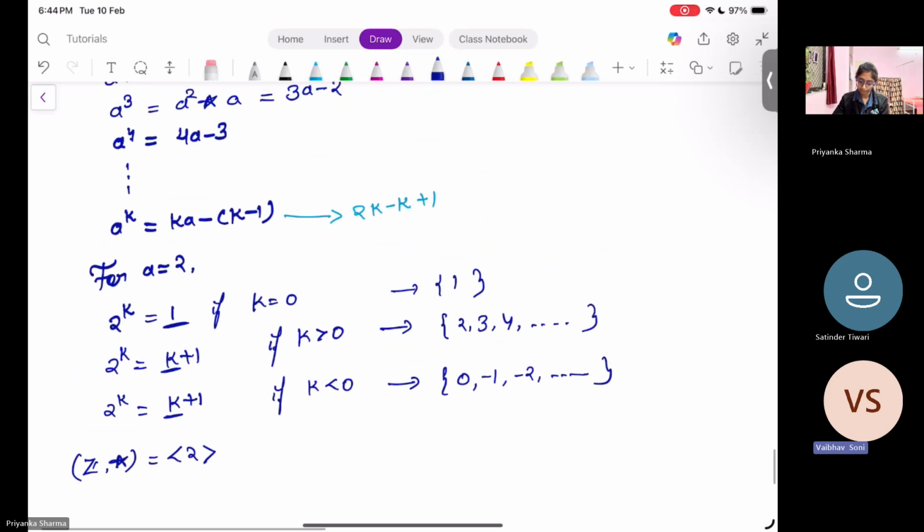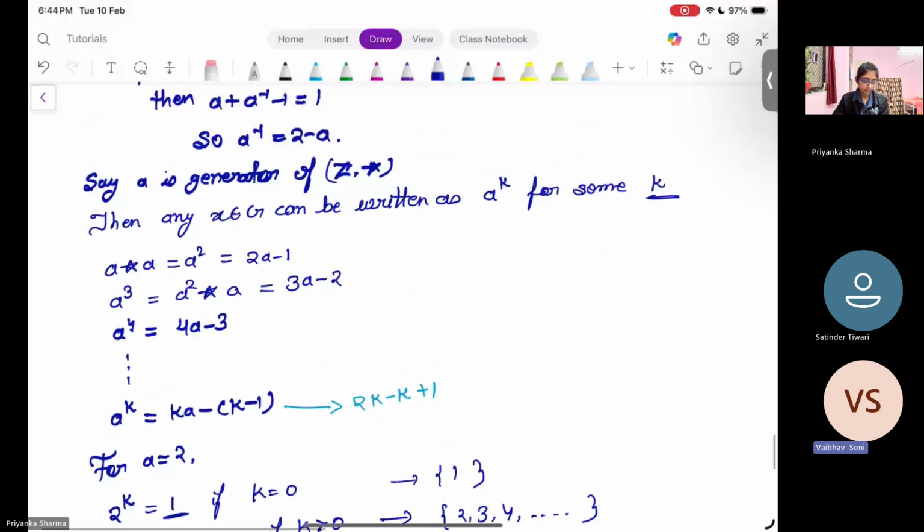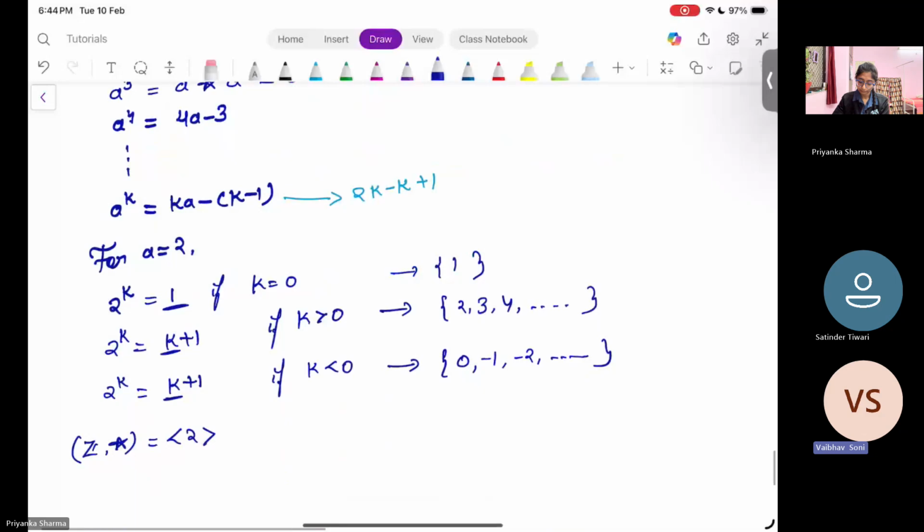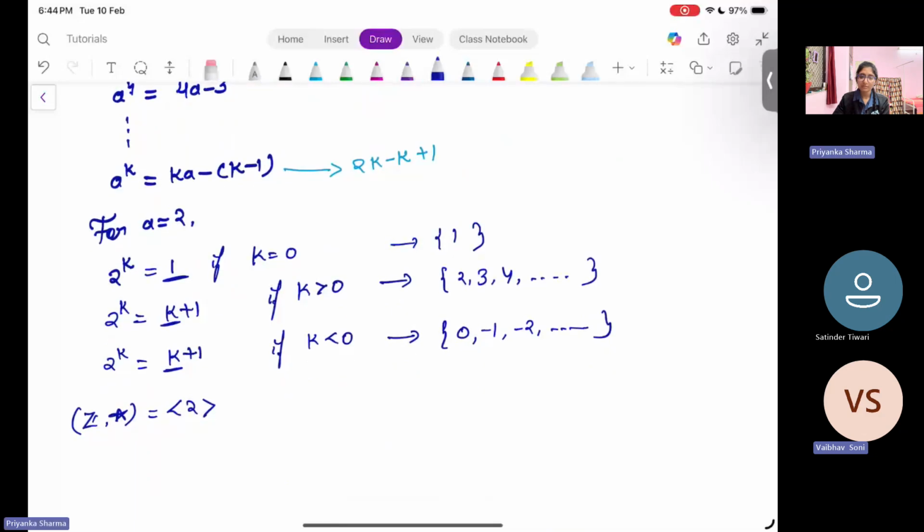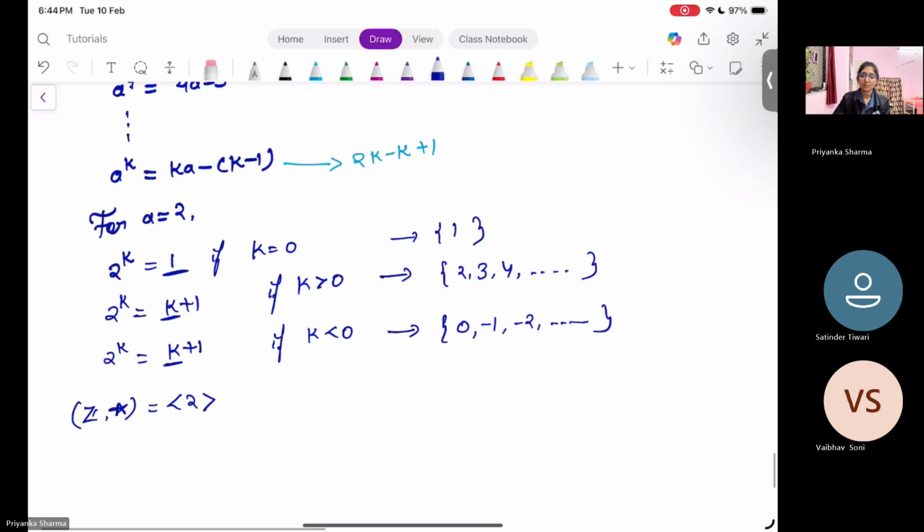But ma'am, 2 to the power k is always positive, and k is always positive. See, we are taking all 2 to the power k, all integral values actually. All integral powers of 2.